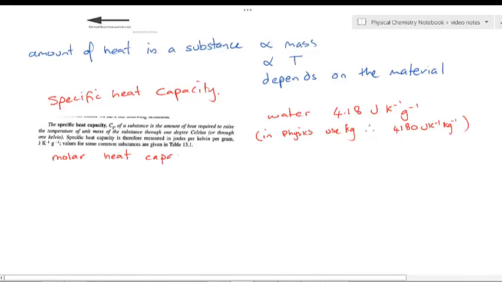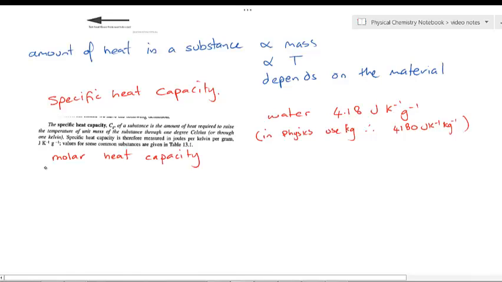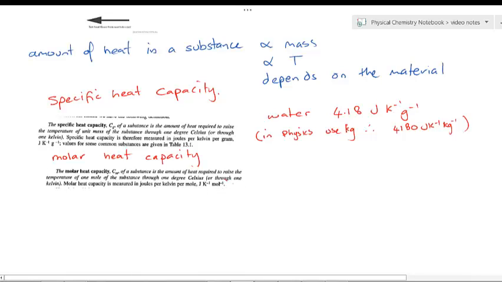There's also a concept called molar heat capacity. Often we might not want to have to convert things into the mass, so we can use the molar heat capacity. And again, there's a definition which is just cut and paste from the textbook, which defines this variable. And that's measured in joules per Kelvin per mole.